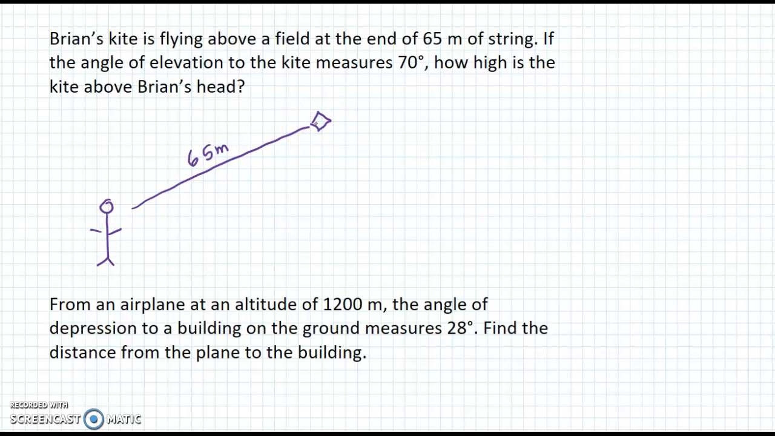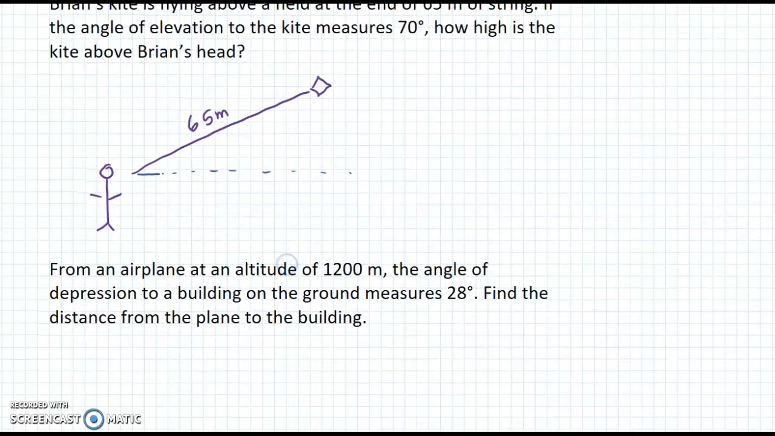Now it says the angle of elevation. Now it's measured from the horizontal. This horizontal line is kind of imaginary. You could think of it as maybe being from the top of Brian's head or something like that. But this angle right here is 70. So you want to know how high above the kite is Brian's head. So that would be this measurement right here. We'll call it h for height, because I could pick up this measurement h and stick it right here, and it would be the same.